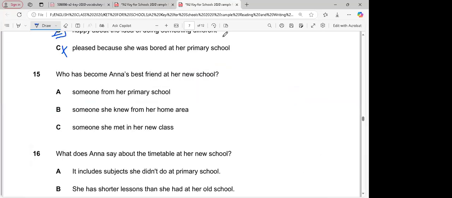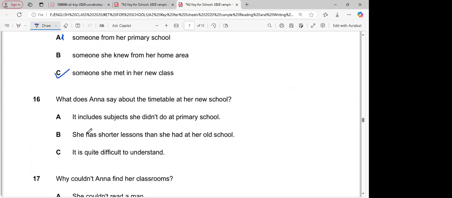Okay, so depending on those references or those clues, it's not someone from her primary school. A is wrong. Okay, and B, someone she knew from her home area. No, someone she met in her new class. So the answer is C. Okay, 15.